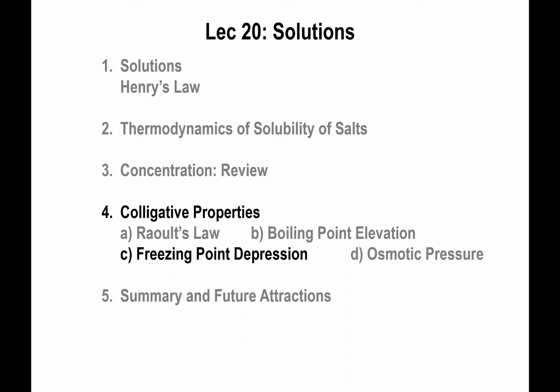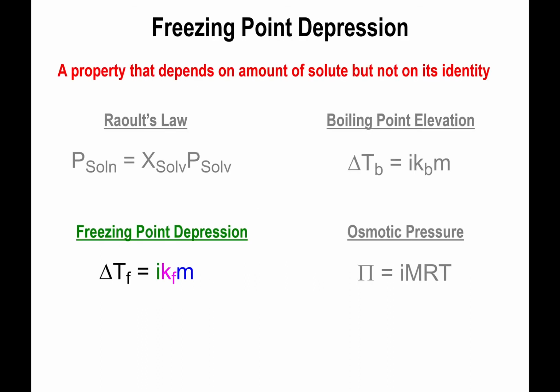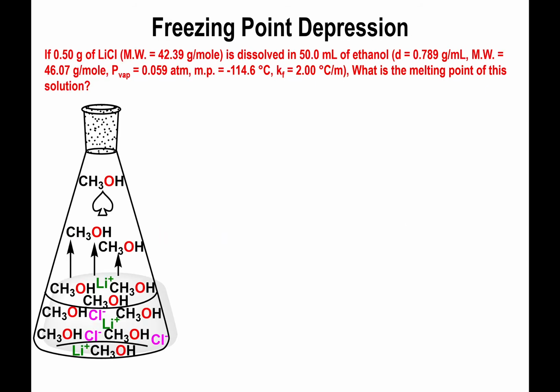Let's take a look at the freezing point depression, since it bears a similar approach. The formula, as you can see, is exactly the same, except that now we use the freezing point constant, and now we're looking at the freezing point depression, meaning that we're going to be lower in temperature at the end. Okay, so here I changed things a little bit. We have half a gram of lithium chloride dissolving in 50 ml of ethanol, not methanol. We have the density of ethanol, the molar weight of ethanol, and the vapor pressure, although we don't need the vapor pressure here, but we have the melting point, that's the important thing, and the freezing point constant.